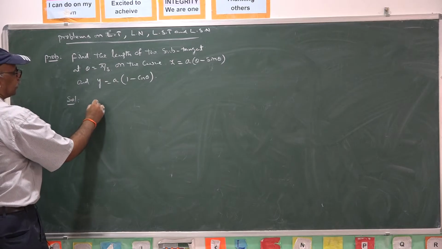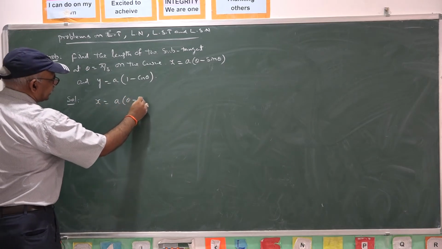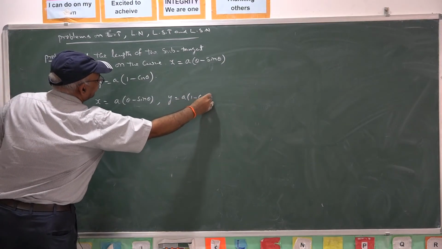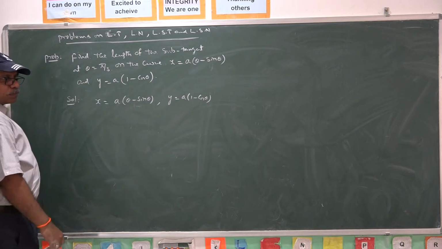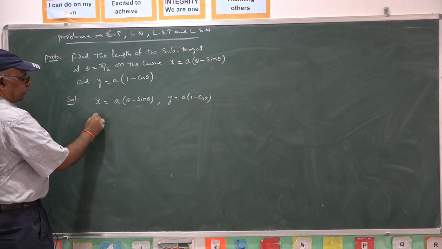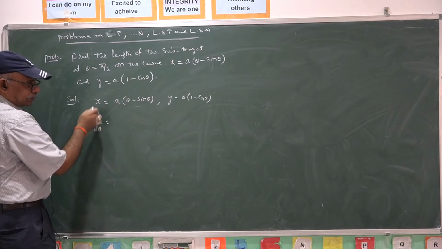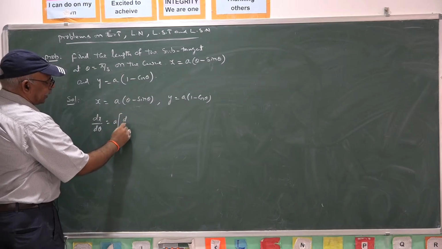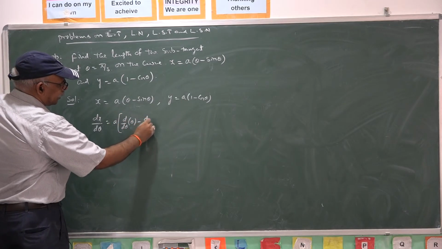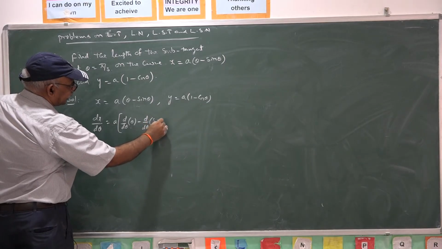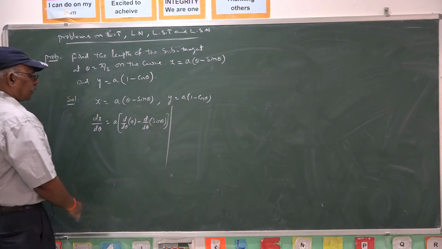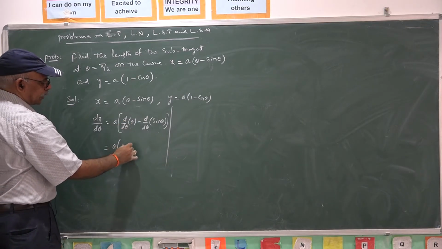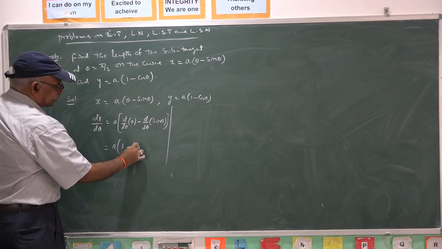So, here x equal to a into theta minus sin theta, y equal to a into 1 minus cos theta. Find dy by dx, the slope of the tangent m. For that, taking derivative with respect to theta, dx by d theta is a into d by d theta of theta minus d by d theta of sin theta. That is a into derivative of theta with respect to theta is 1, derivative of sin theta with respect to theta is cos theta.